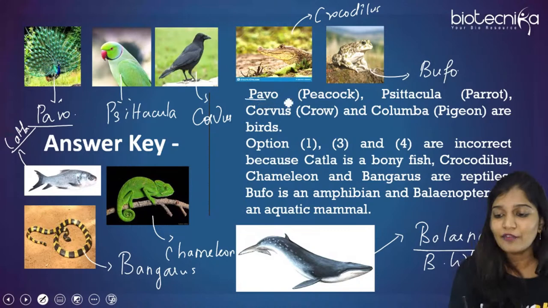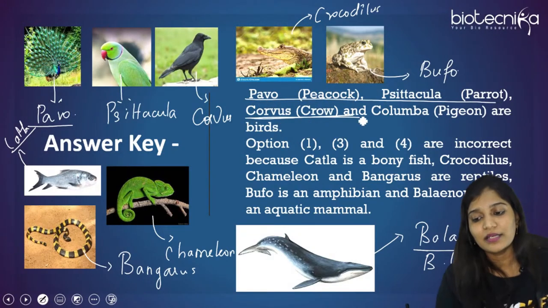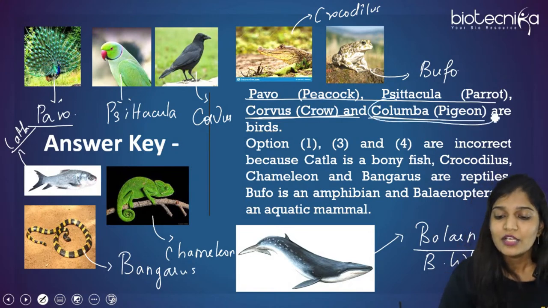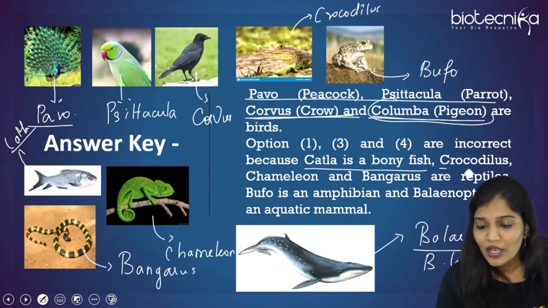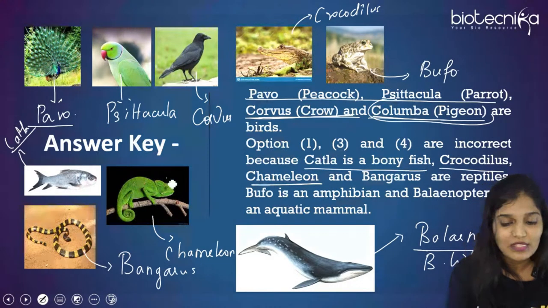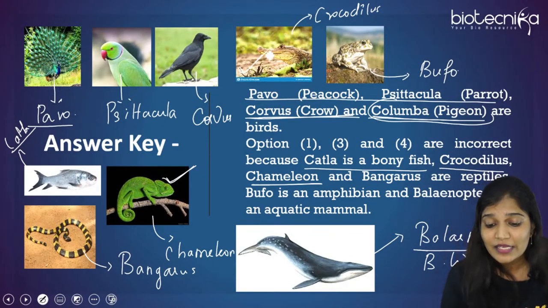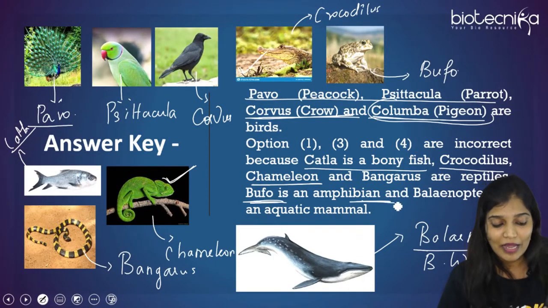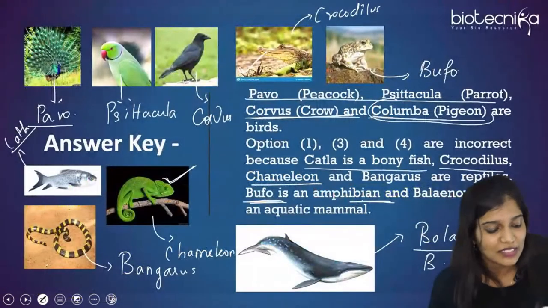So what they said, Pavo, Psittacula and Corvus or crow are birds. Columba is going to be pigeon. Columba is pigeon. So this is the correct answer. The rest of the things: cuttlefish is a bony fish, you cannot choose. Crocodiles and chameleons, and crocodiles are going to be what? They are going to be reptiles. And Bufo is an amphibian and blue whale is an aquatic mammal. So the second option is going to be the correct option for this question.